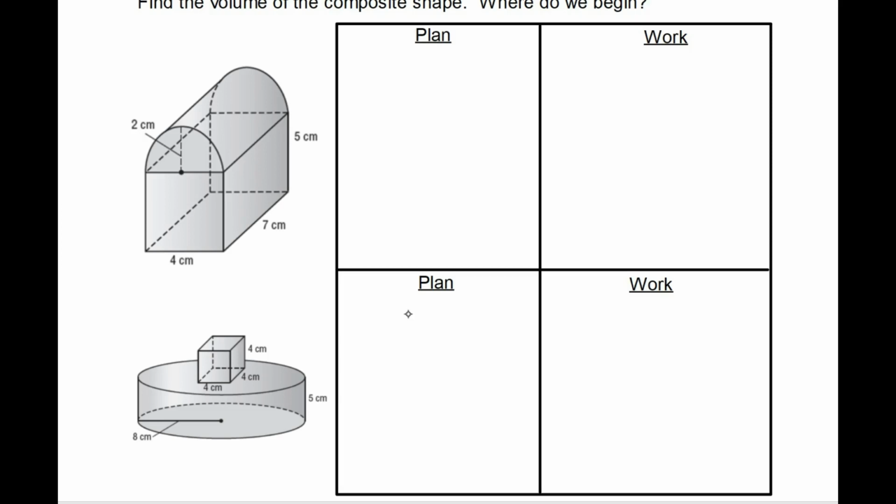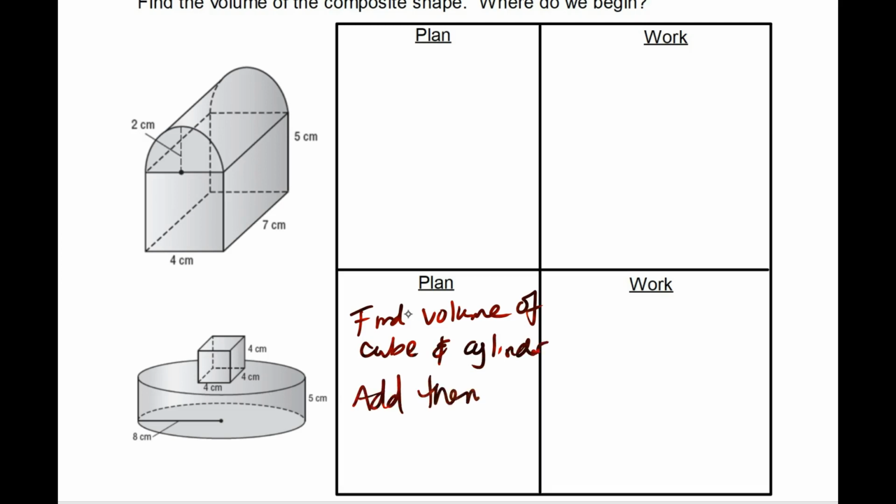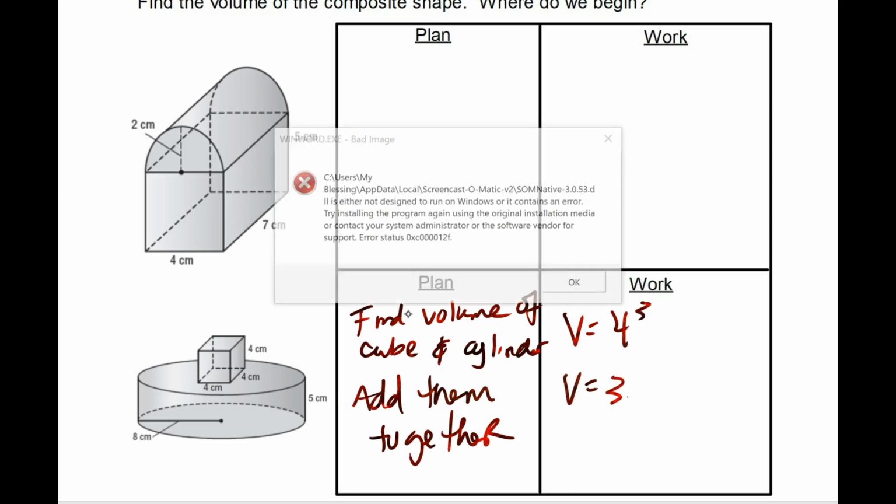So let's map this out. This is a cube and this is a cylinder. If I want to bring them together, we just find the volume of the cube and the cylinder, and then add them together. Now I know y'all can do 4 cubed. And then find the volume of this, 3.14.